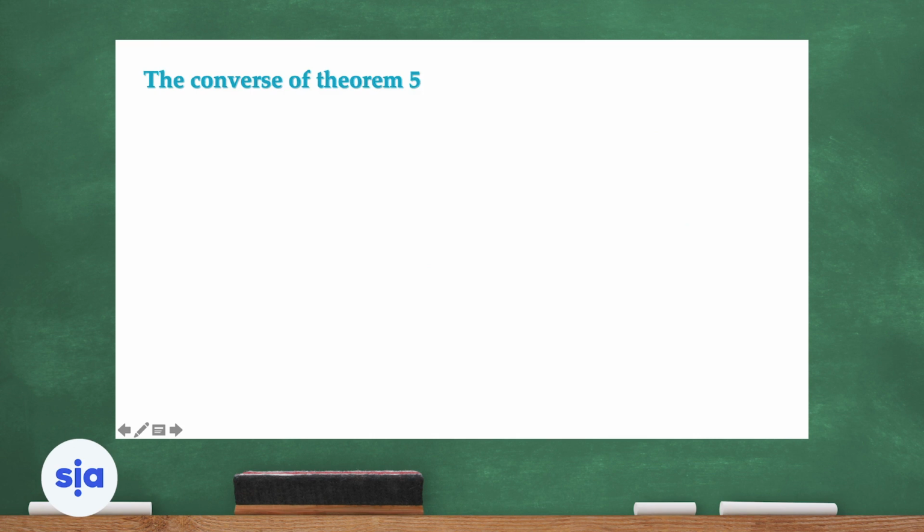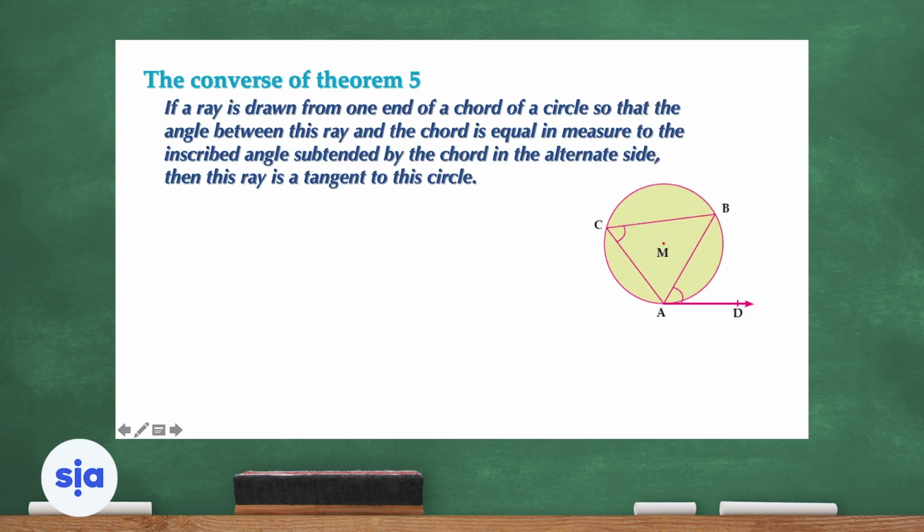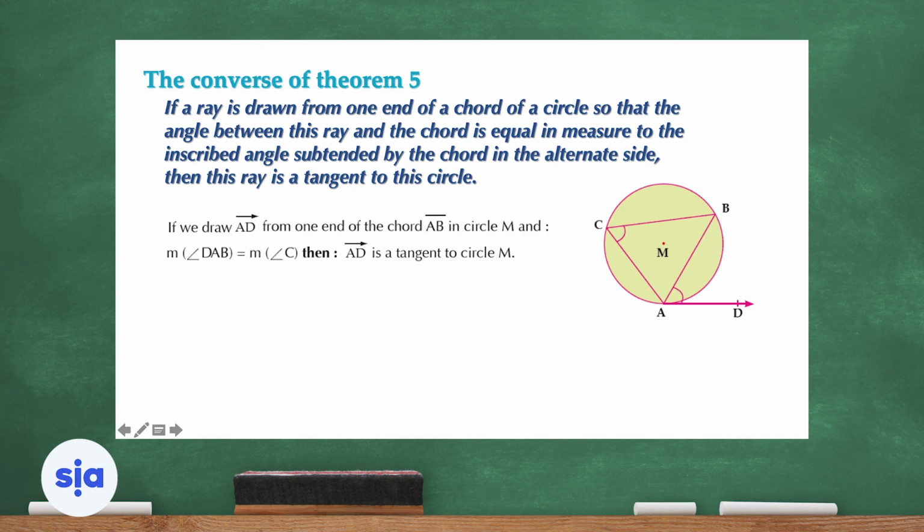Let's now go and check the converse of theorem 5. If a ray is drawn from one end of a chord of a circle so that the angle between this ray and the chord is equal in measure to the inscribed angle subtended by the chord in the alternate side, then this ray is a tangent to this circle. If we draw ray AD from one end of the chord AB in circle M, you will see that the measure of angle DAB equals the measure of angle C. Then AD is a tangent to circle M.